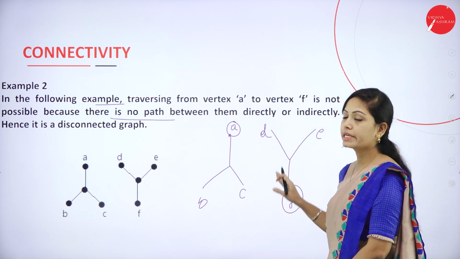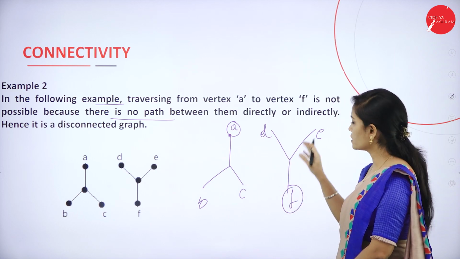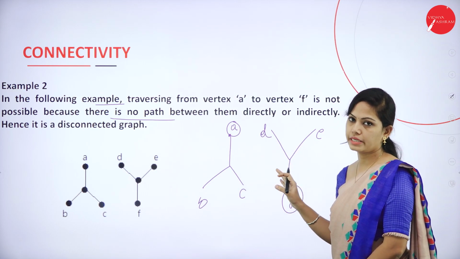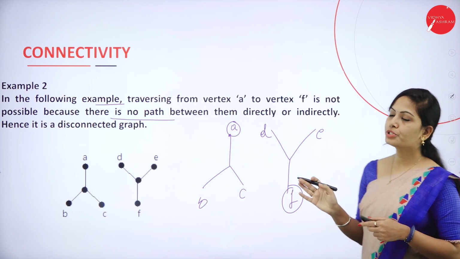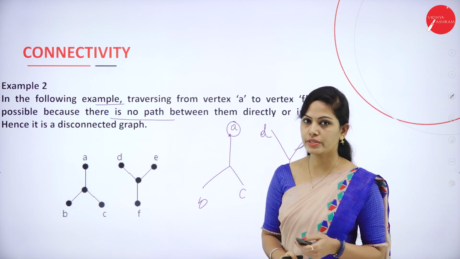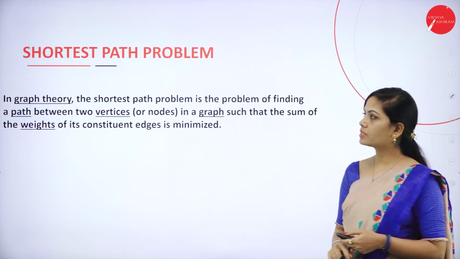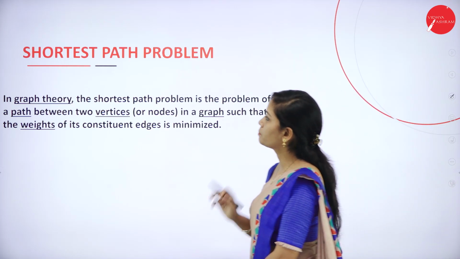There is no connectivity between two vertices because these are disconnected graphs. Clear? So this is about your connectivity. It is a 2 marks question. And the next concept is the shortest path problem.